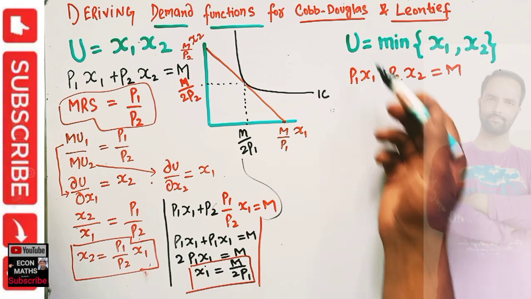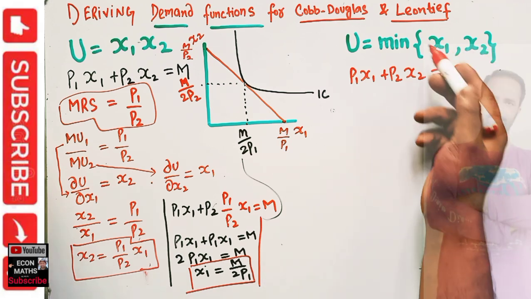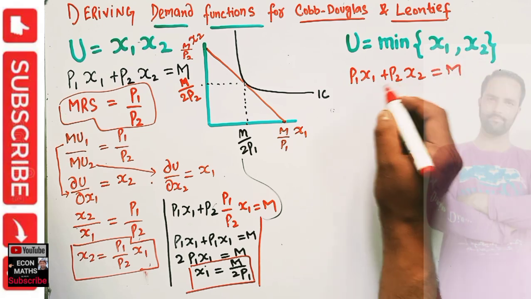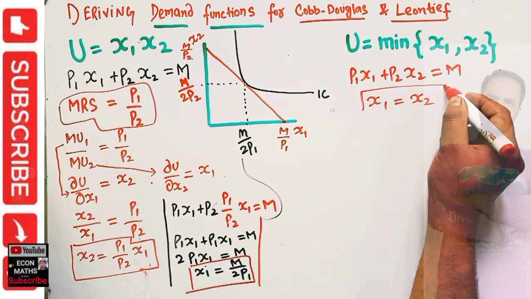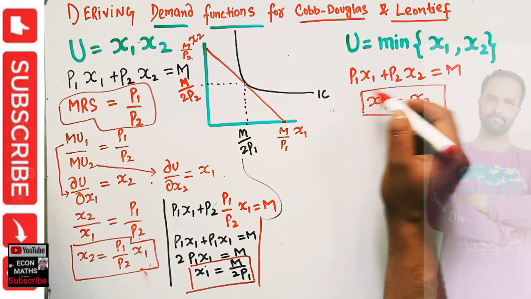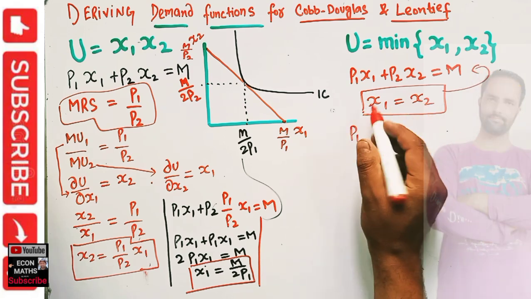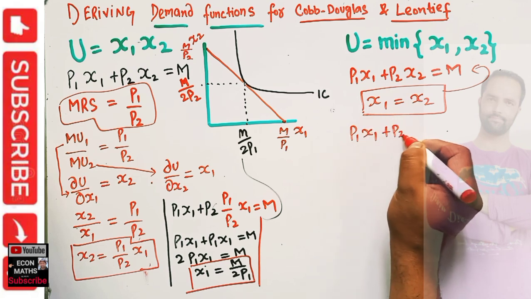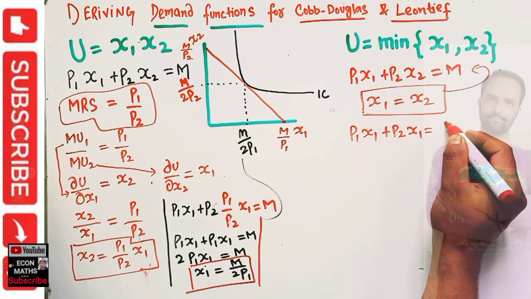Okay, what we do when we encounter this min type function, we simply equate whatever is in the bracket. So in brackets we have the minimum of x1, x2, so let us equate them. That means x1 is equal to x2. Okay, now put this value in the budget constraint. So x1 is equal to x2, so we have p1 x1 plus p2 in place of x2, I will write x1, will be equal to m.